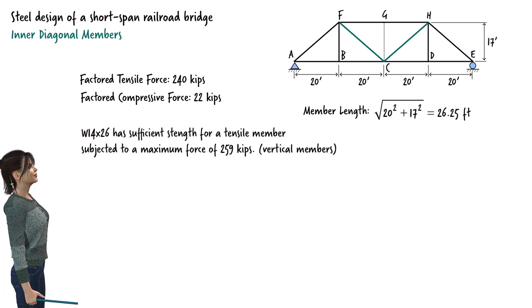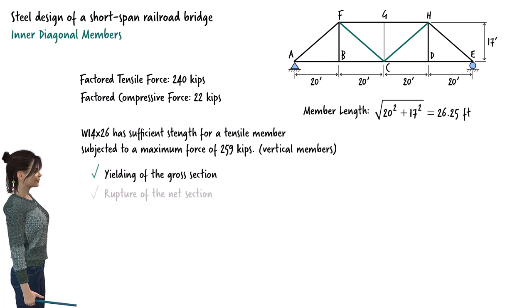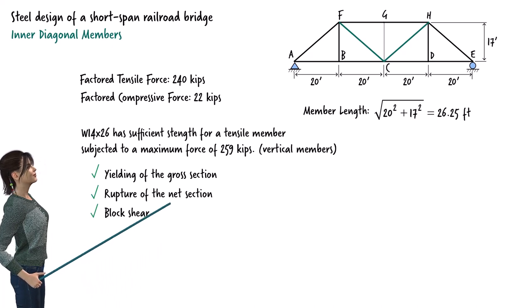We just showed that W14x26 offers adequate strength against yielding of the gross section, rupturing of the net section, and block shear for a tension member subjected to a maximum axial force of 259 kips. Since these diagonal members are expected to carry a smaller axial force, the same section also works here.